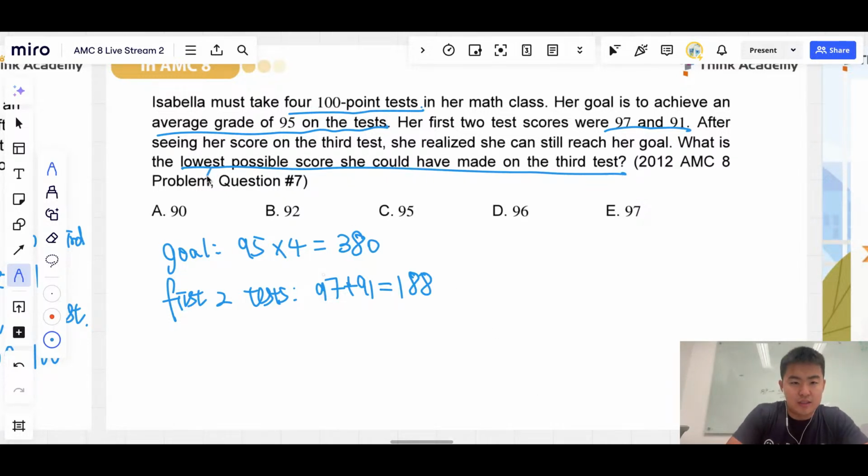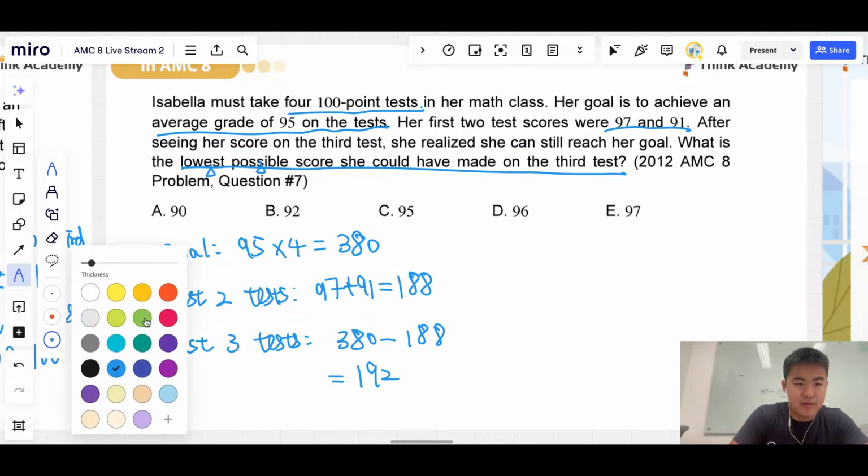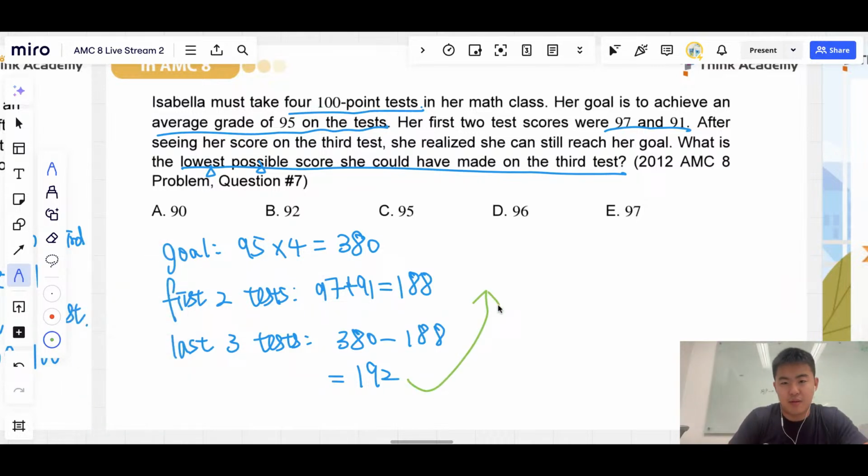Okay, lowest possible. So first, given the summation of the total of the tests and the summation of the first 2 tests, we can definitely find the difference, which is the last 3 tests, okay? The last 3 tests is the difference between 380 and 188. So we should get a difference of 192. Okay, so that's the total score she got for the last 3 tests. Now, let me switch back to green for the second part of the problem.